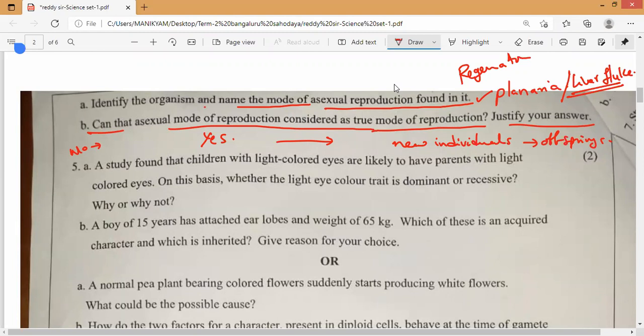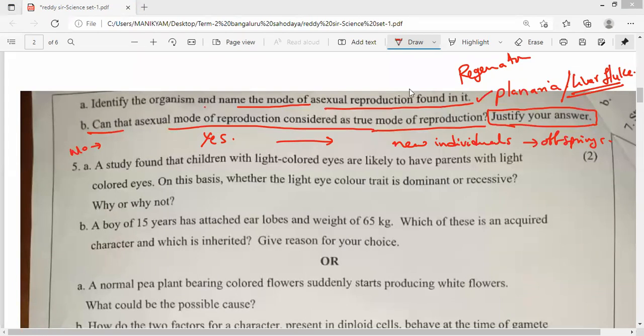So whatever you write, the mark will definitely be given. That is what you have to remember. But you have to write the reason, because they are asking you to justify the answer. Whenever you get a justify question, you have to explain the answer too. Simply writing yes or no, you won't get the full mark. We have to write why it is happening and what is happening.